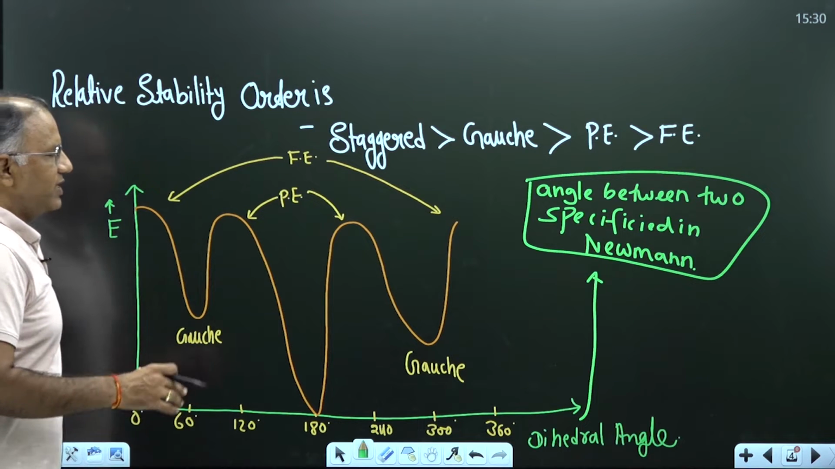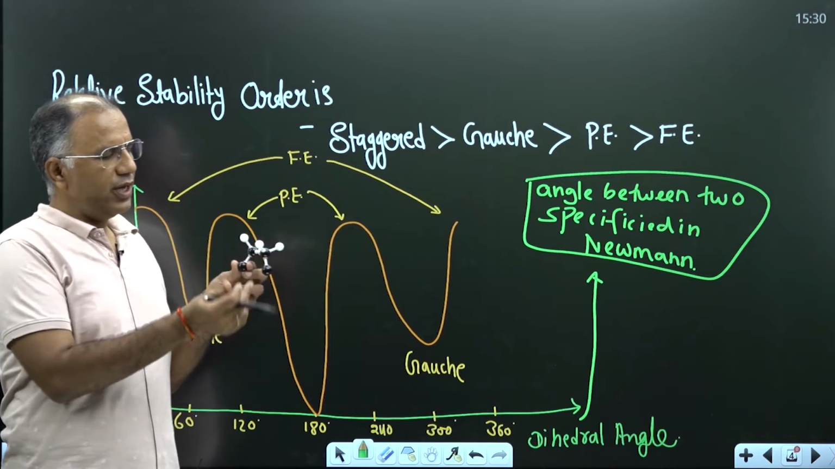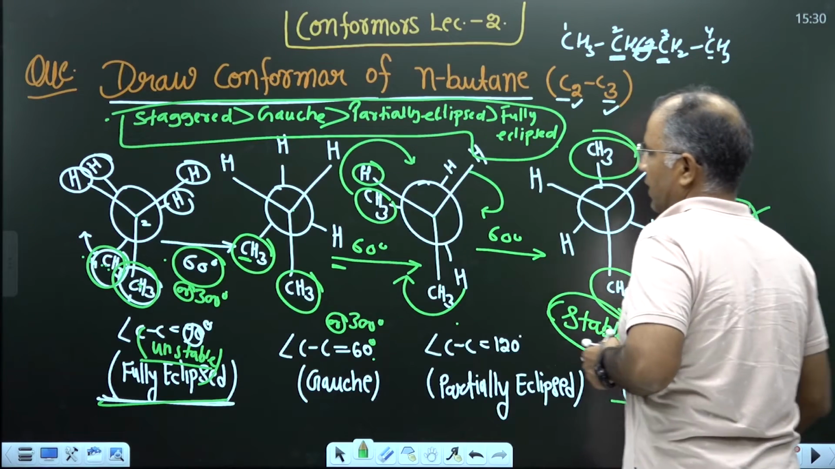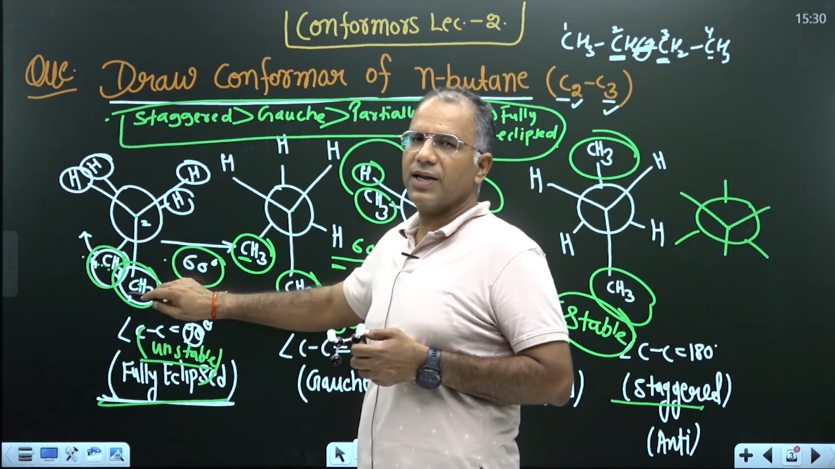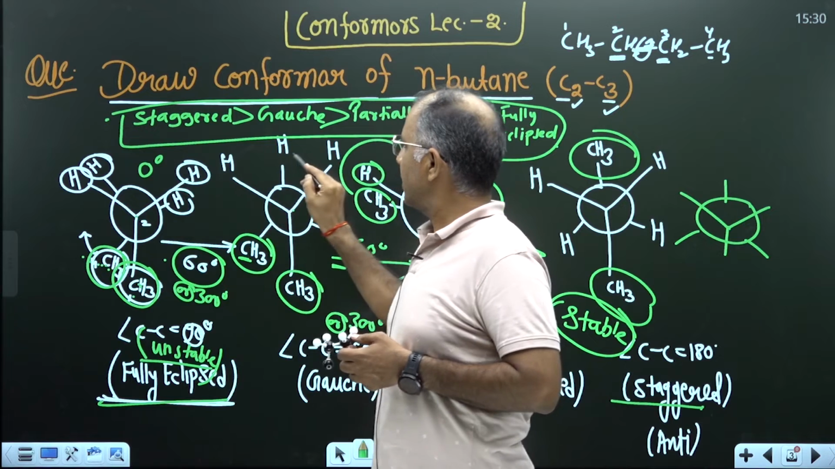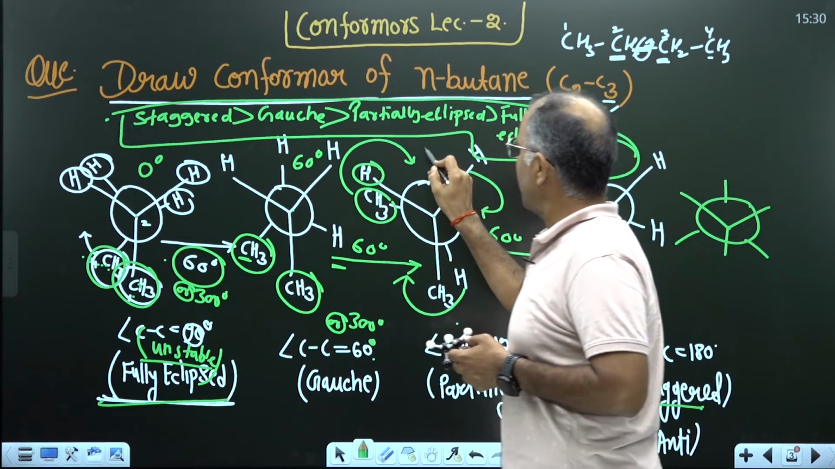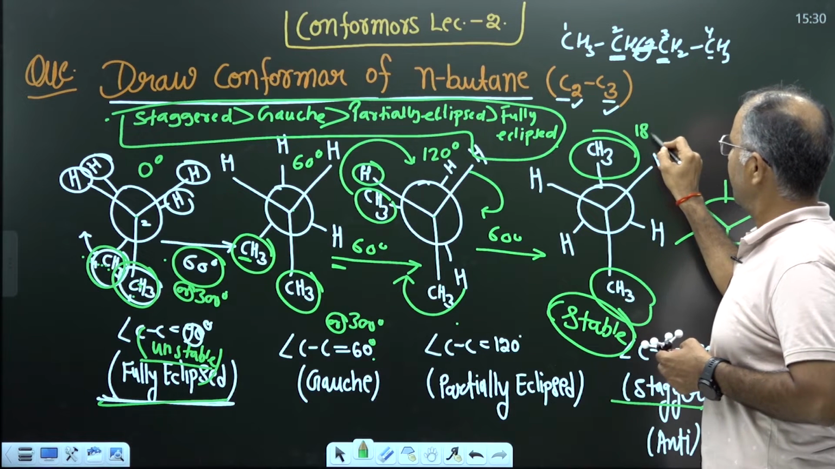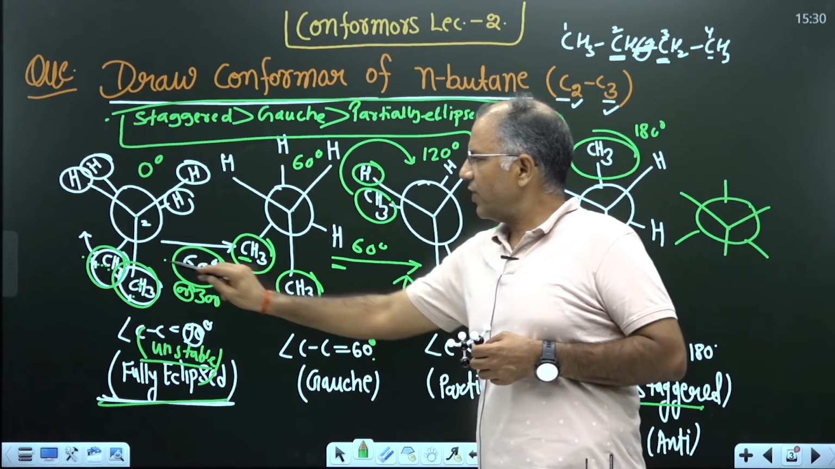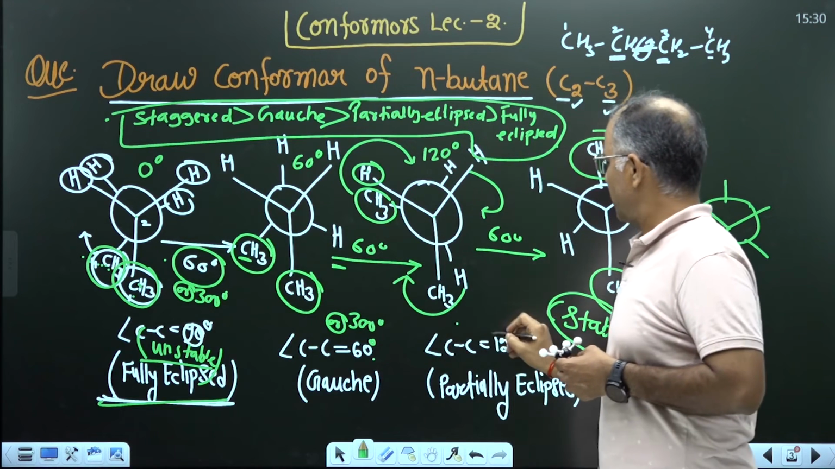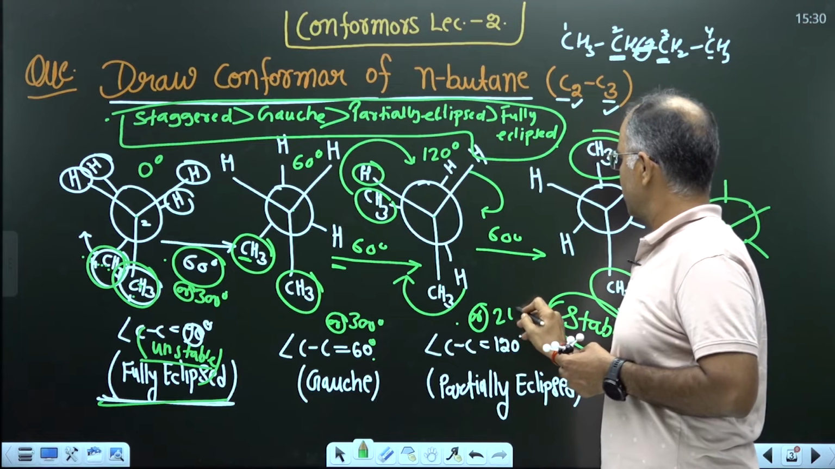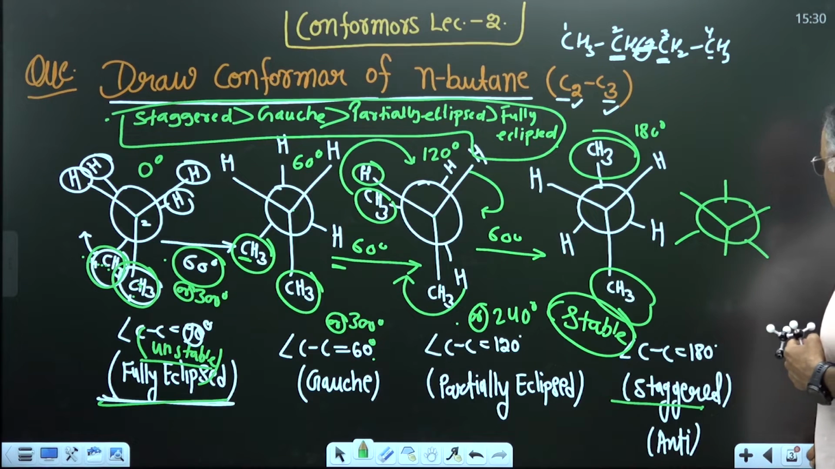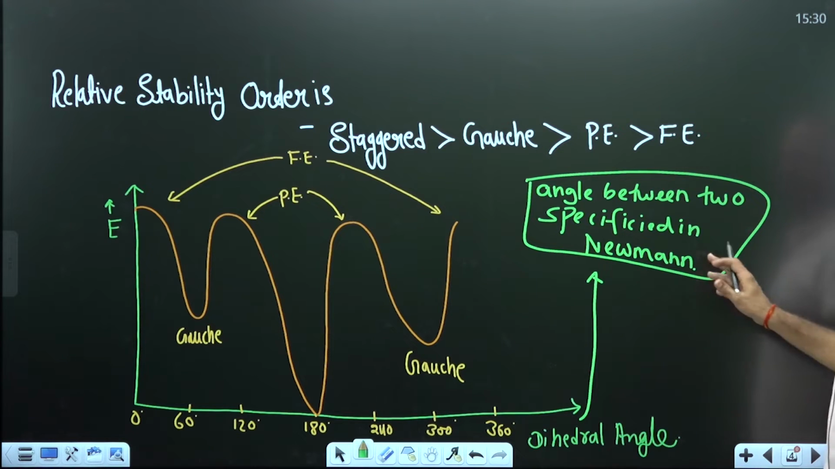So initially, for example, if I specify carbon-carbon, this is butane. If I specify carbon-carbon, then what is the dihedral angle? In this case, the dihedral angle is 0 degree, 60 degree, 120 degree, and 180 degree. One more thing: if I rotate by 120 or rotate by 240, in both cases I get partially eclipsed. So first of all, write down the definition of dihedral angle, the angle between two specified groups in Newman projection.